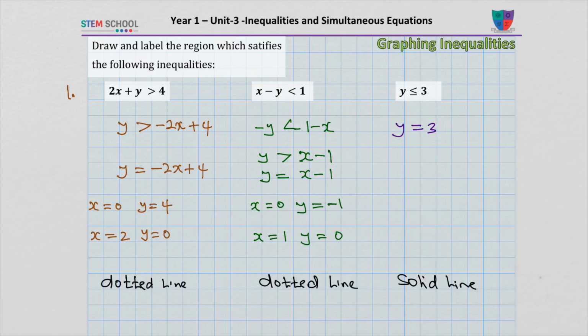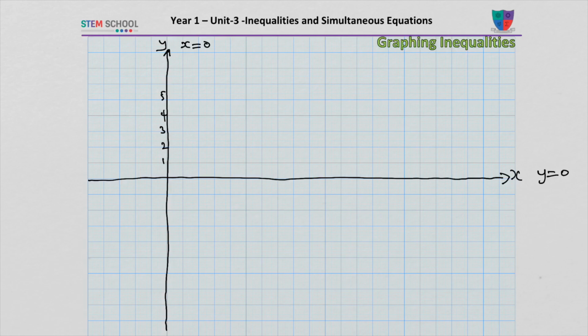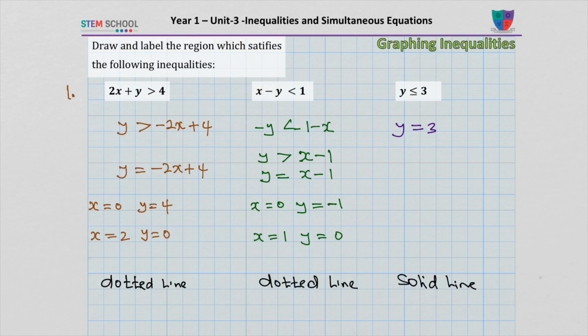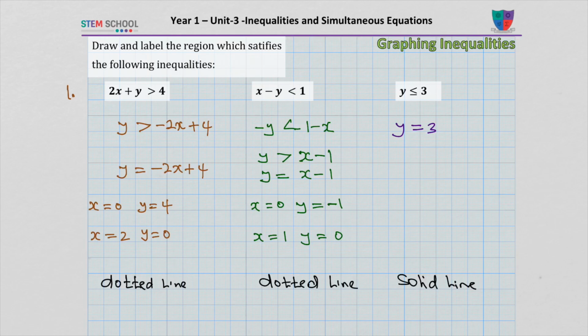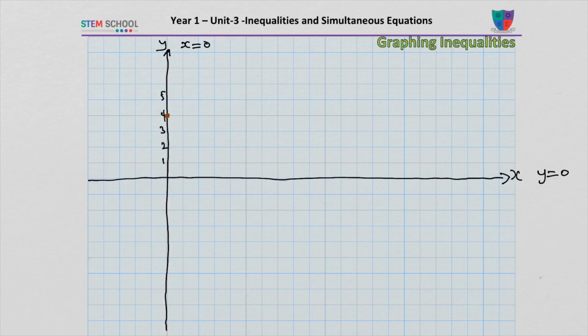We know that x is 0, y is 4. So first point, x is 0, y is 4. It's the first point there. And x is 2, y is 0. So that's 1, 2 here. Y is 0. So that's the second point. So now we can draw a straight line. We got the 2 points. So you're just going to draw a broken straight line.